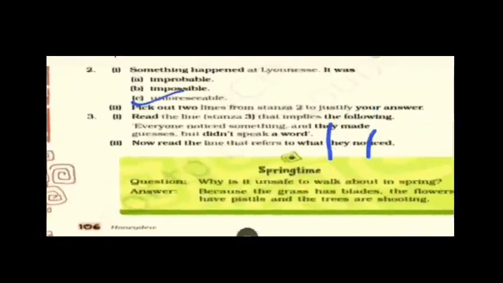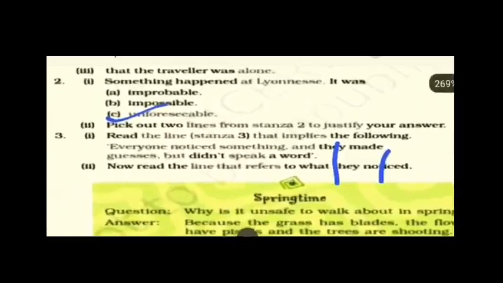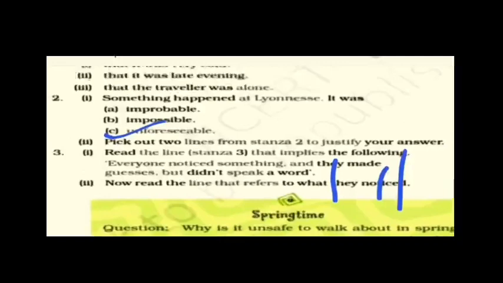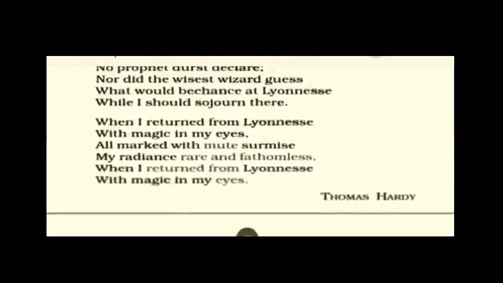Moving on. Question number 3. What does it say? It says, read the line, stanza 3, that implies the following. Everyone noticed something and they made guesses but didn't speak a word. Lovely. See, I've told you, right? Everybody noticed this and that. Here, these are the lines that express this. All marked with mute surmise, my radiance rather and fathomless. Okay. These are the lines. You could read them and then even write them if required.